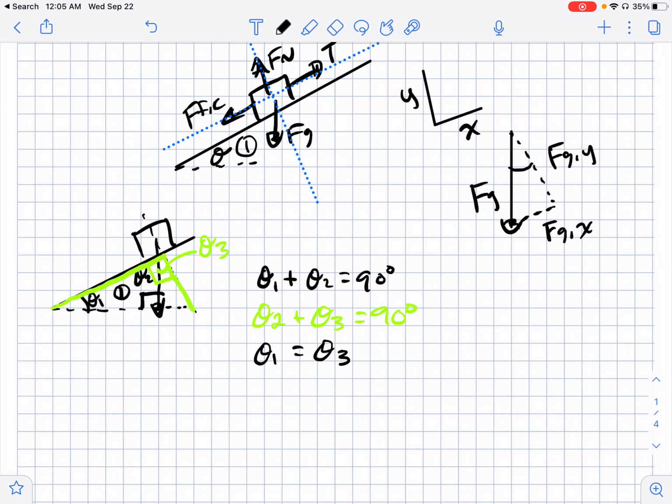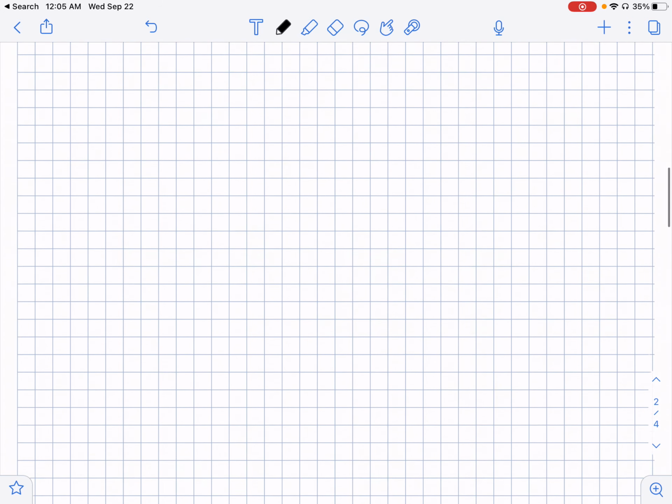Typically the problem will give you this angle here, the angle that the ramp makes with the horizontal. And then that ends up being my angle here that we can use to resolve our x and y components of Fg. So let's see what this looks like in a couple problems.